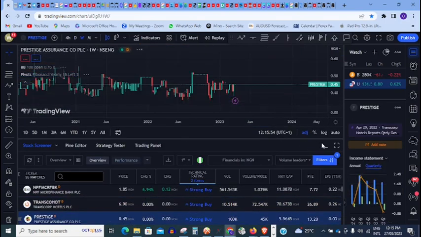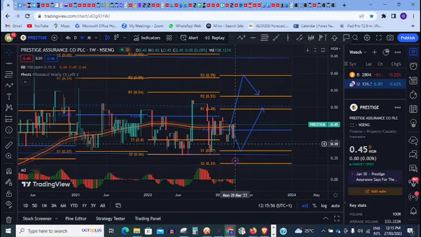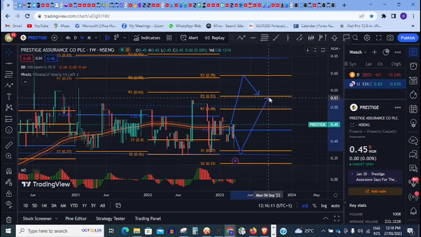Prestige. Okay, Prestige came down and went back up, making this place a very strong low. If you get entry around here, it's good. Around 38 kobo, around 41 kobo. Let's hope that price can get to somewhere around 53 kobo.